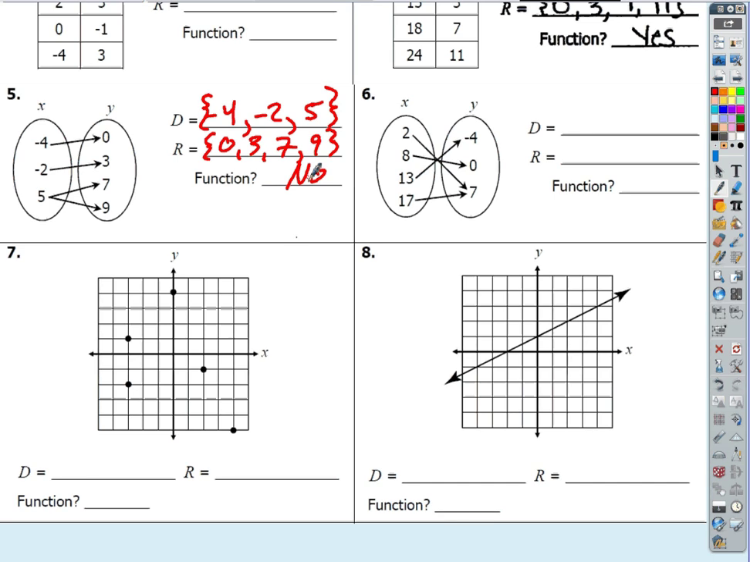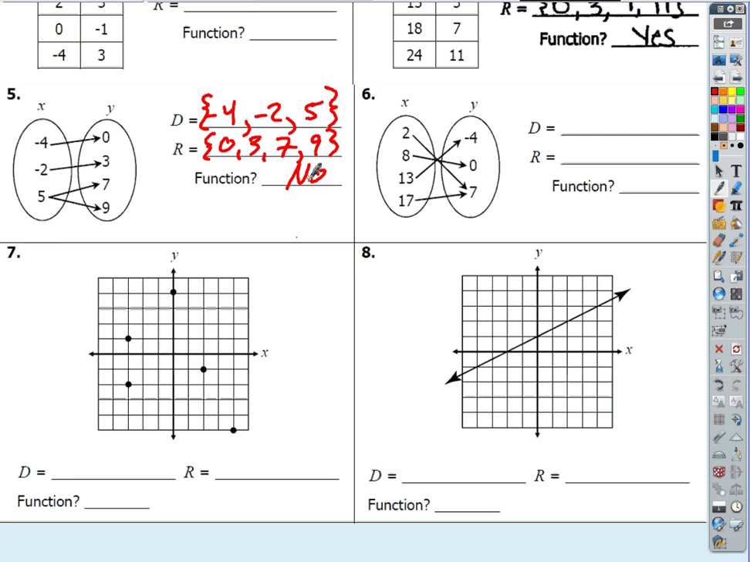You guys probably have to write down the domain and the range every time. You get that. Is this a function? Everybody up here, let's take a vote. What do we think? Yes. It is, isn't it?